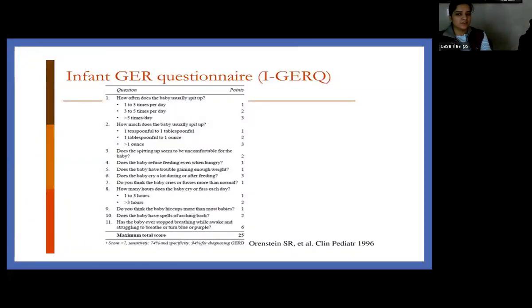Now comes the infant GER questionnaire. This is basically a reflux symptoms based scale that has to be filled by the caregiver. There are certain questions and the maximum total score is 25. If the score is more than 7, then there is a sensitivity of 74% and a specificity of 94% for the diagnosis of GERD. However, its utility in developing countries has not been established. It is used as a screening system for GERD in developed countries.